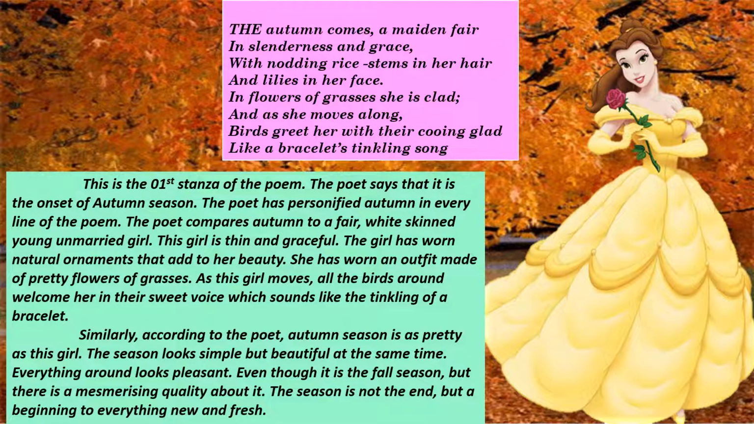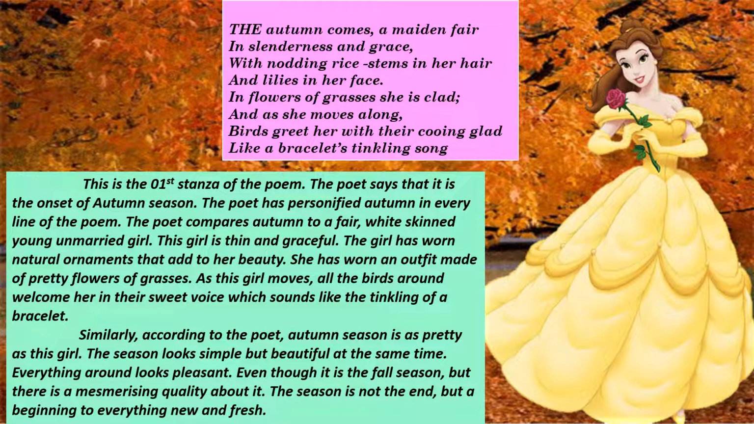So these were the new words in the first stanza. Now let us see the explanation. This is the first stanza of the poem. The poet says that it is the onset of the autumn season. So from the first stanza itself, the poet clearly tells us that it is the onset, the beginning of the autumn season, the fall season.